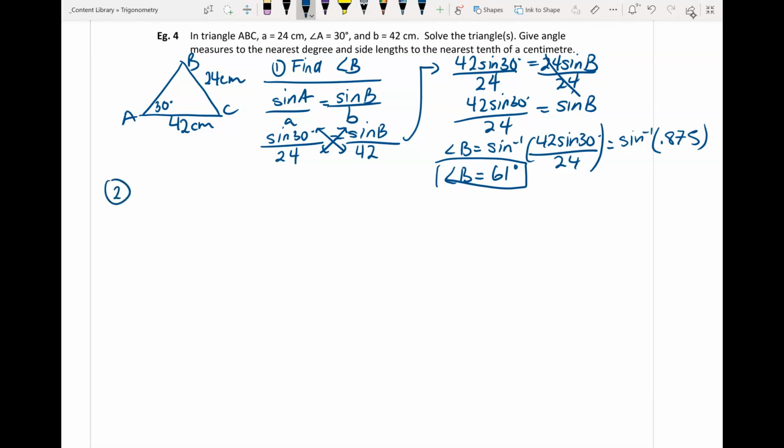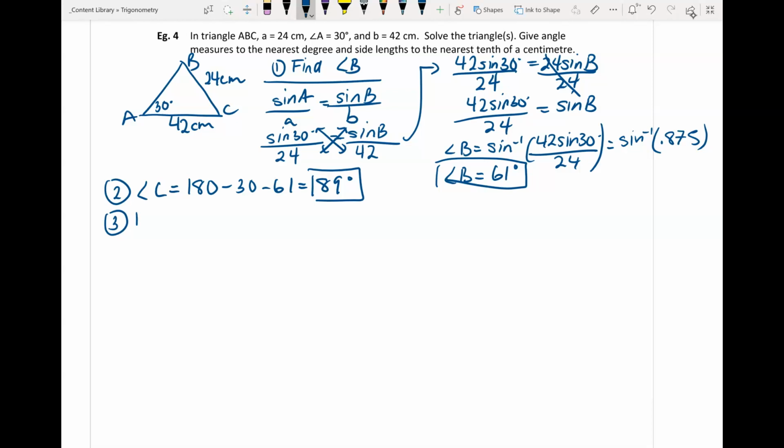The second thing we can find is angle C, because we have angle A and angle B now. And we know that those three angles need to add up to 180 in this triangle. So to solve for angle C, we're going to take 180 and subtract our two other angles. This is going to give us 89 degrees.